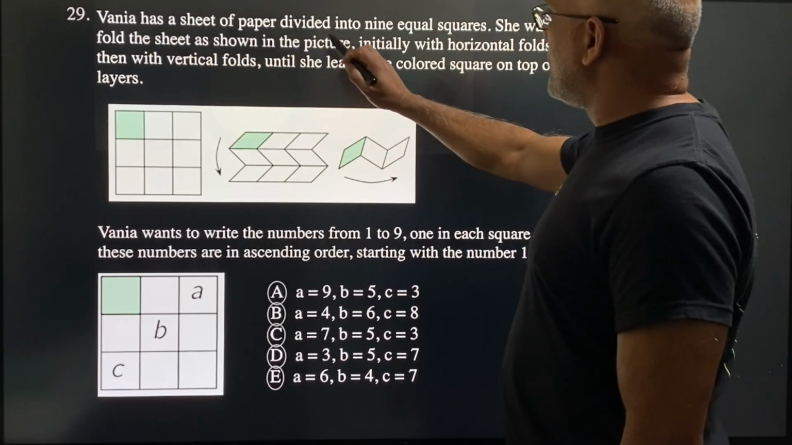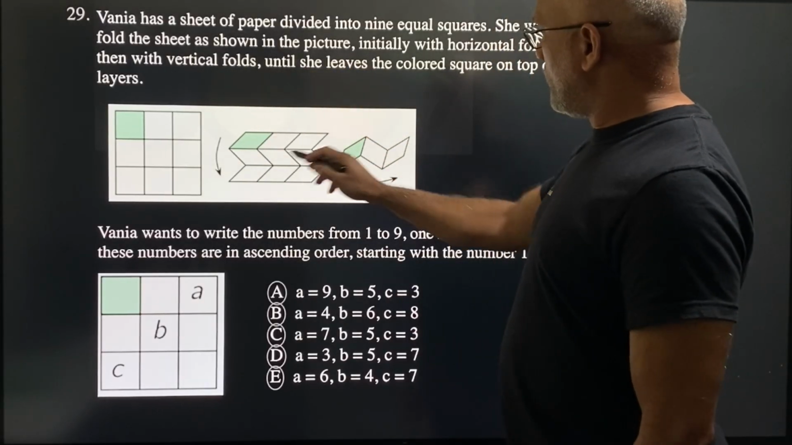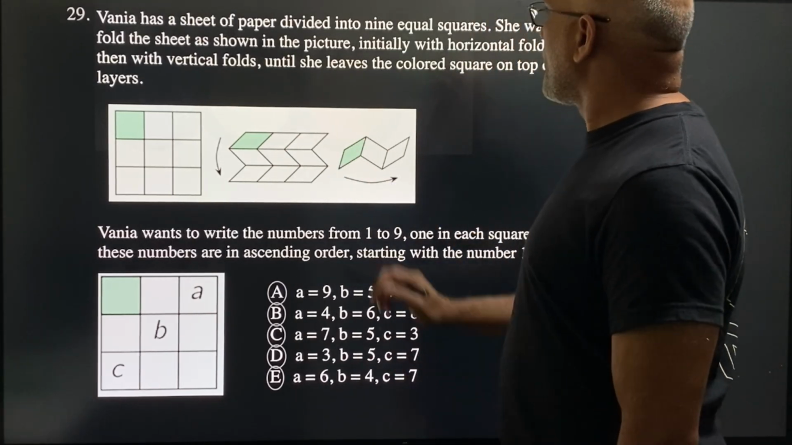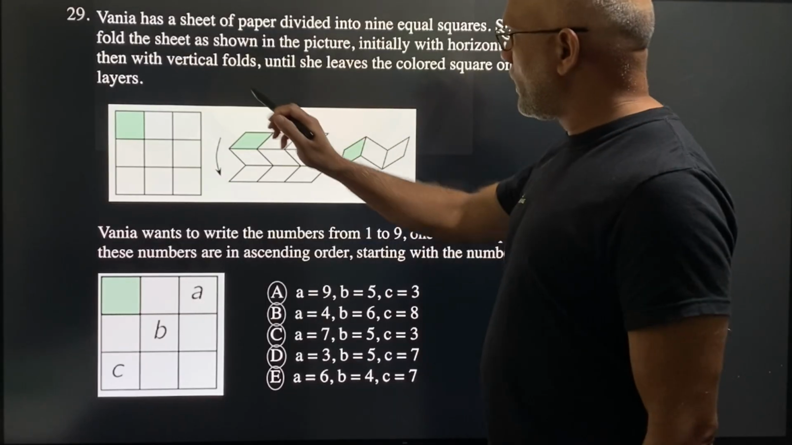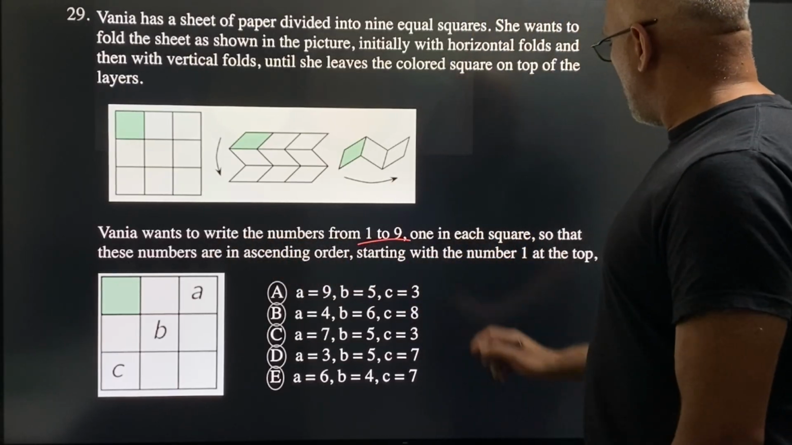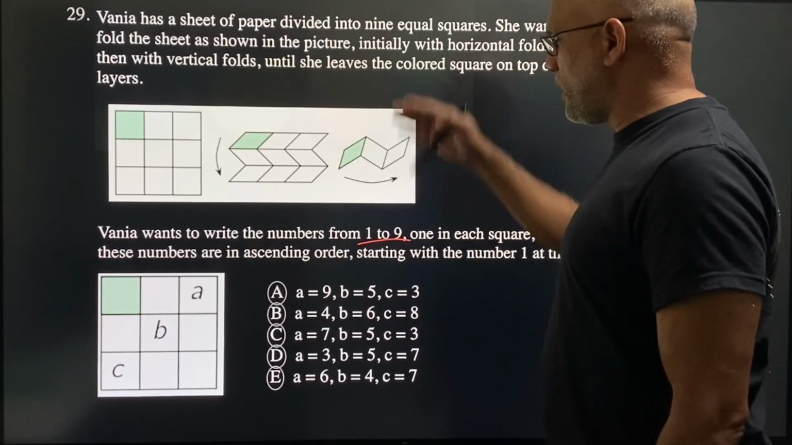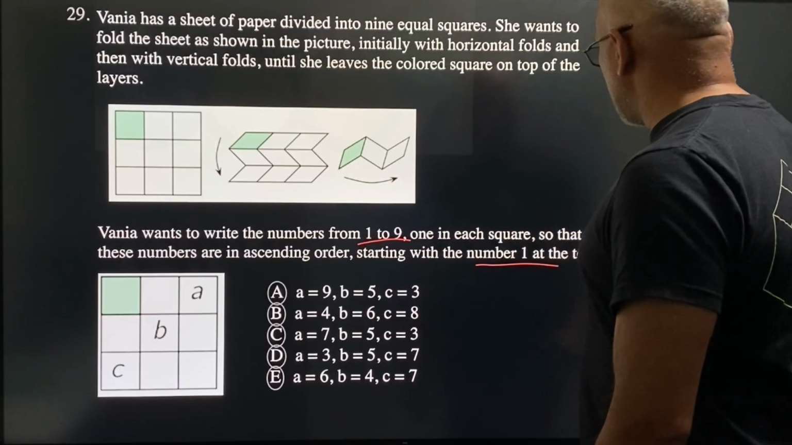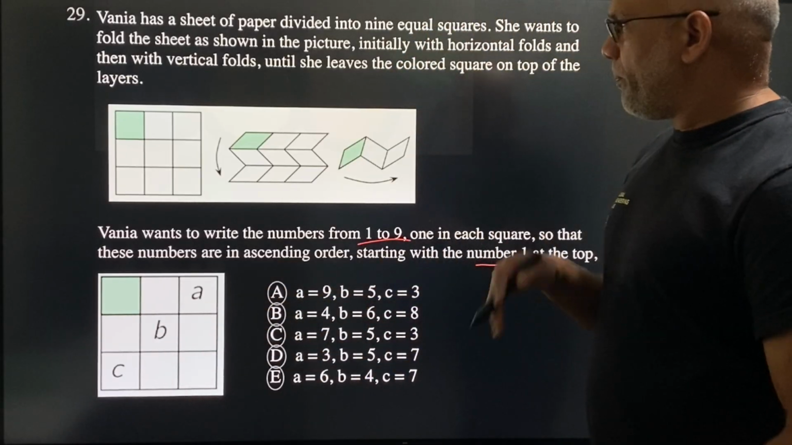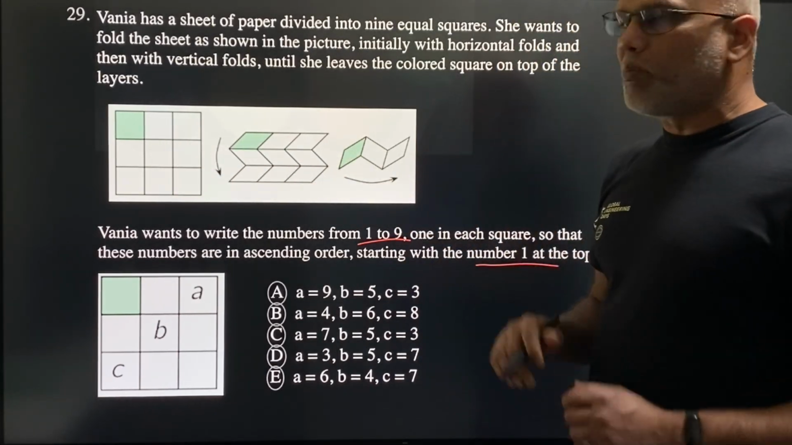Vania has a sheet of paper divided into 9 equal squares like this. She wants to fold the sheet as shown in the picture, initially with horizontal folds like this, and then with vertical folds like this, until she leaves the colored square on the top of the layer. So this will be at the top. She wants to write the numbers from 1 to 9, 1 on each square, so that the numbers are in ascending order, meaning 1, 2, 3 like that, starting with the number 1 at the top. And basically it is asking what will be here. It requires a little bit of imagination. You can also use a piece of paper and do this yourself, but it's not too hard to imagine.